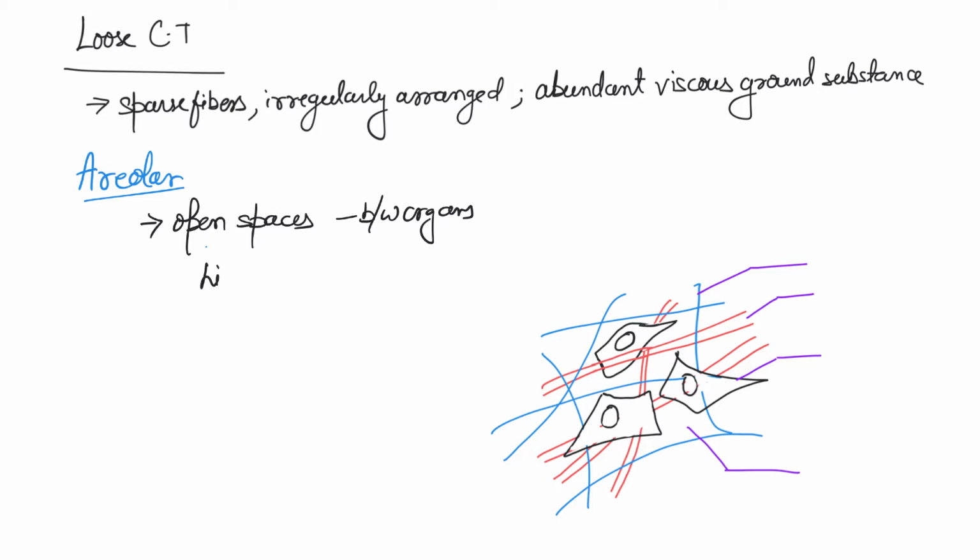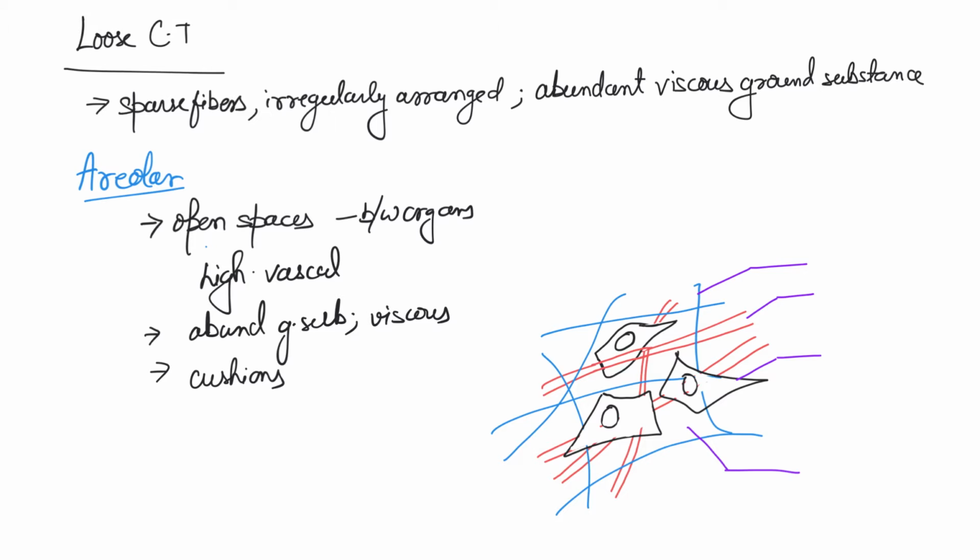Now, generally, they would be highly vascularized. Why? Because they need to provide the blood and the things that blood carries, oxygen, food, whatever, into the ECM so that the cells can get the energy and hence live. Ground substance is abundant and also viscous, pretty viscous enough to wrap the whole thing around. Because of this abundant ground substance and viscous nature, it sort of cushions the organs and deeper tissues as well.